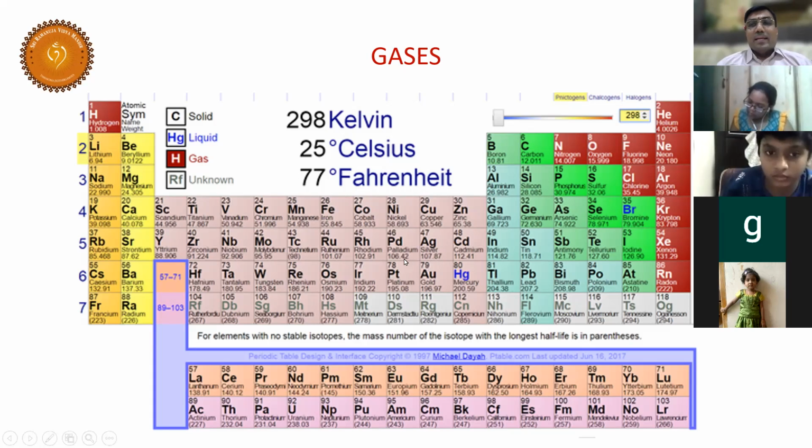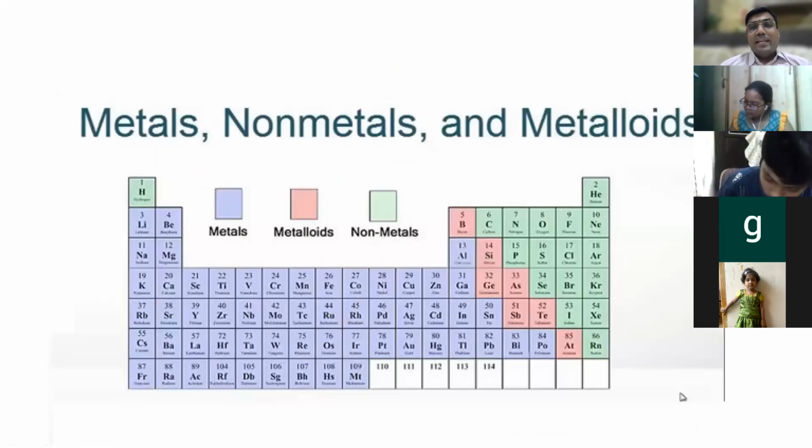So I hope you are clear about the gases, right? So you have studied gases now. Now let us move on here. Now very interesting part. So have a look here. Now what is our chapter today? The discussion is about metals, non-metals, and metalloids. So what are the properties of metals? What are the properties of non-metals? And what are metalloids? So this is our discussion today, students.